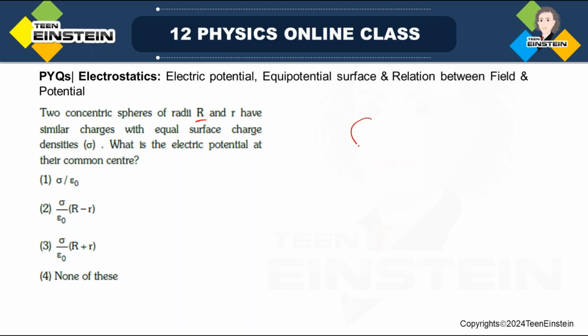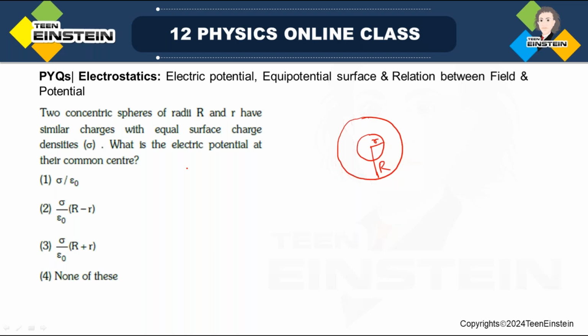Suppose this is one sphere, and this is another sphere. This is not exactly at the center, let me try to put this in the center. Okay, I think this is more or less okay. This is small r, and this is capital R. This is a concentric sphere, but their charge density is the same, right? The electric potential at the common center, you have to find out.